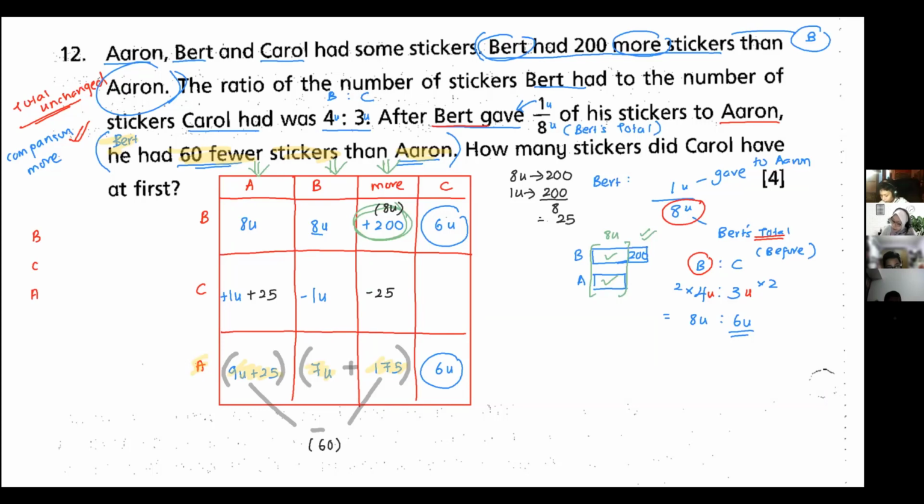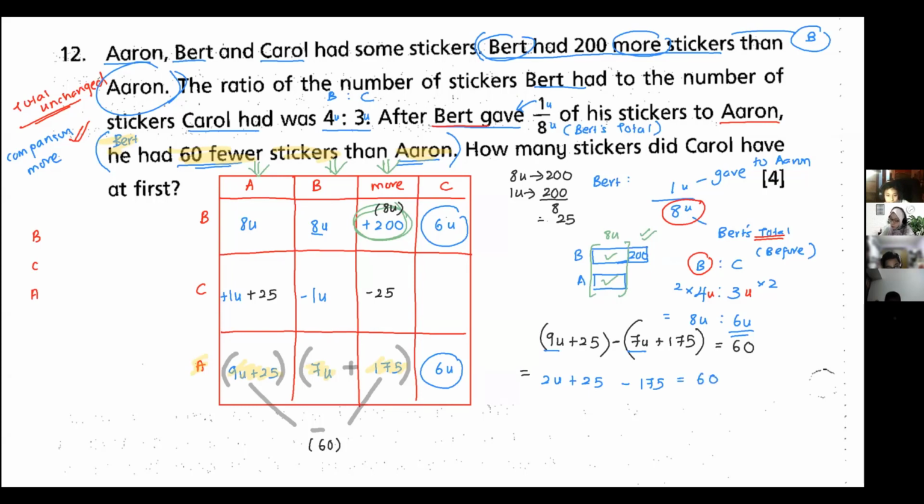So what are we going to do? We can rewrite it out. 9 units plus 25 minus 7 units plus 175, bracket, equals to 60. Okay, equals to, now this minus and there's a plus there, this 175 will become a minus 175. 9 and 7 becomes 2 units like this. Okay, so 2 units plus 25 here equals to 175, and then here's a 60 like this.